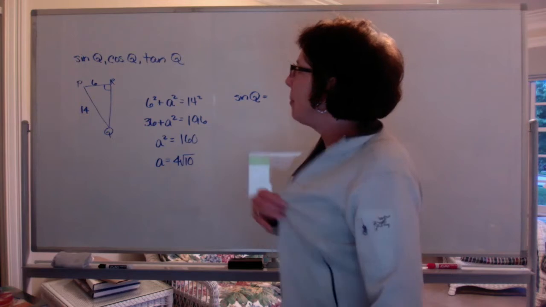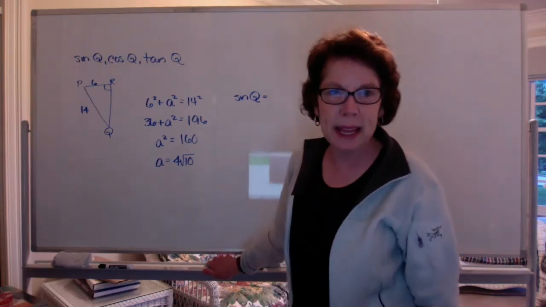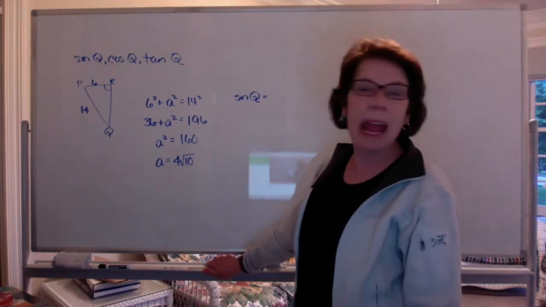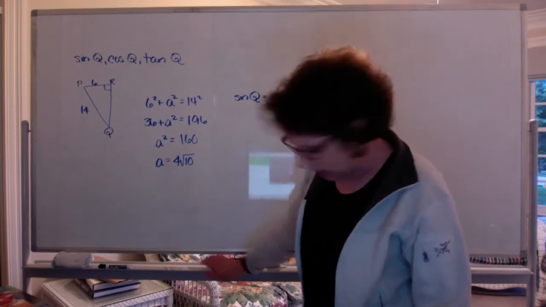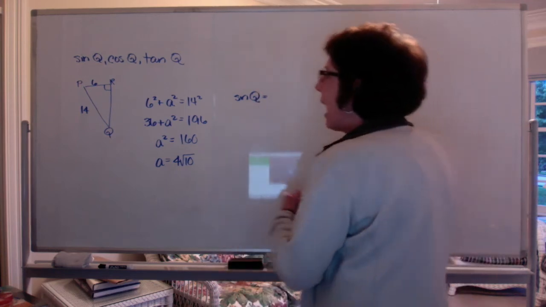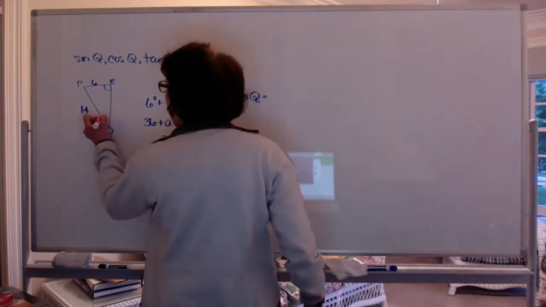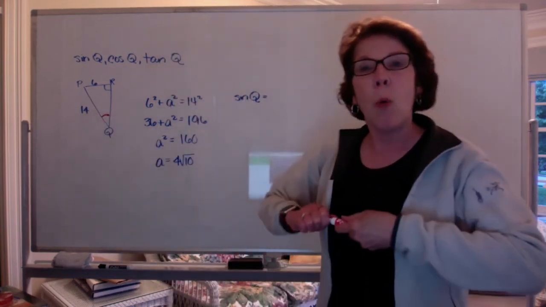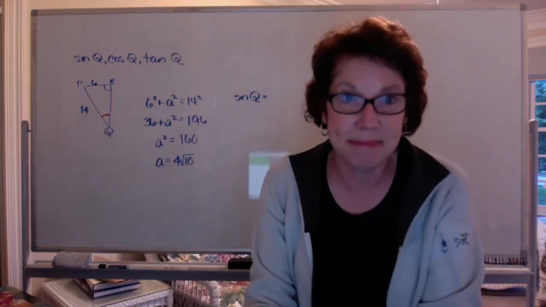These are P, R, and Q. Now, we want to find the sine, cosine, and tangent of angle Q. So let me mark angle Q so it stands out, that red angle right there. Okay. Now, what do you notice about this one?